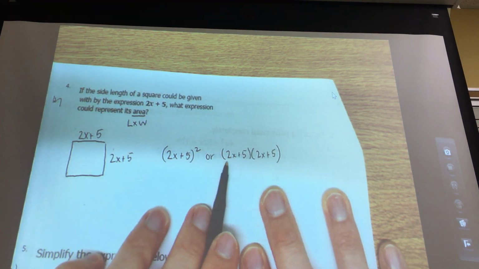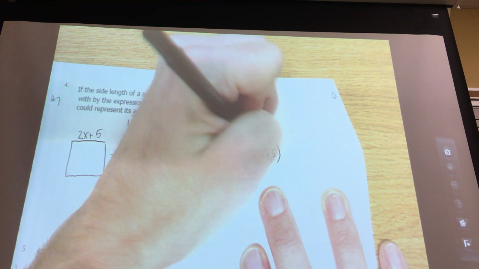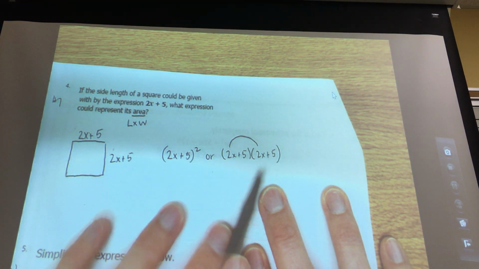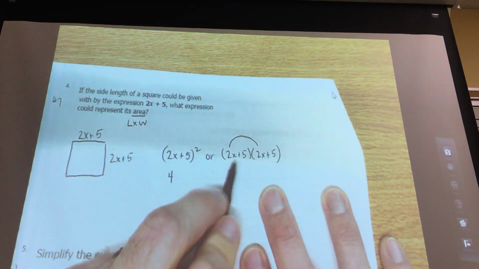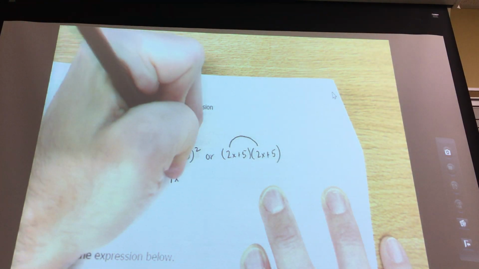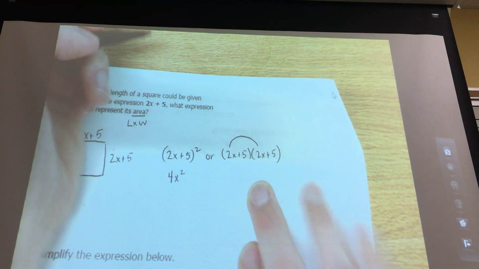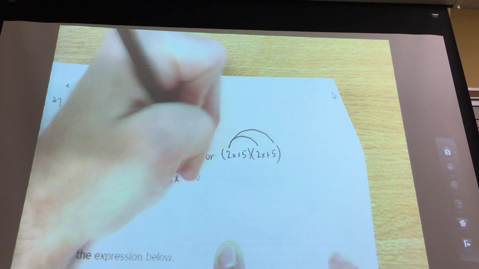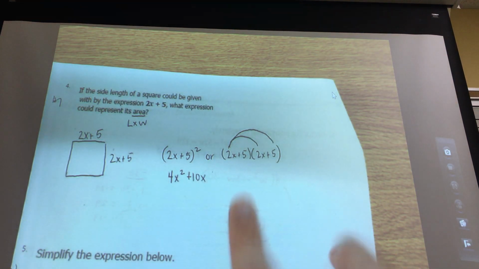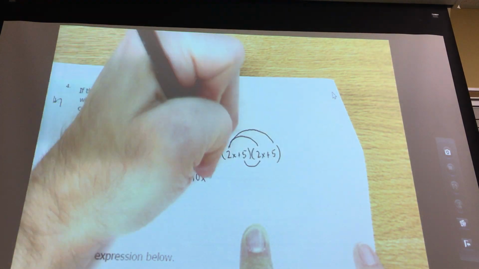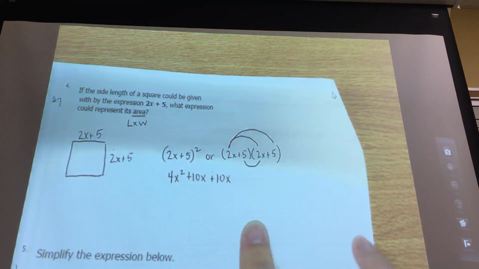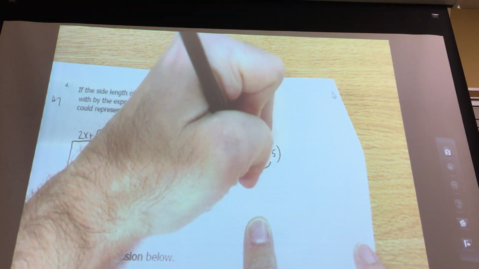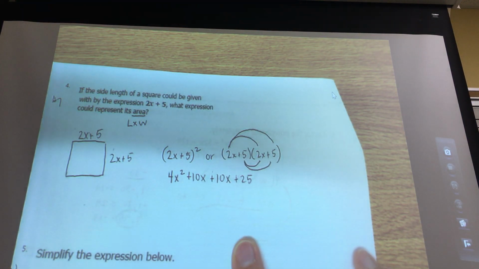So what that means, you multiply your first terms. Now when you multiply, you are going to multiply the coefficients and add the exponents. So in this case, 2 times 2 is 4. x times x is going to be x squared. Now we're going to multiply our outer terms, 2x and 5, which is going to be positive 10x. You're going to multiply those inner terms, which is going to be a positive 10x. Then you're going to multiply those last terms, and you're going to get a positive 25. Be careful to multiply them all, not add them.